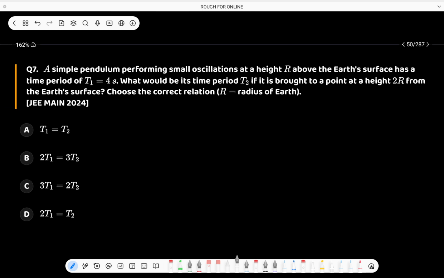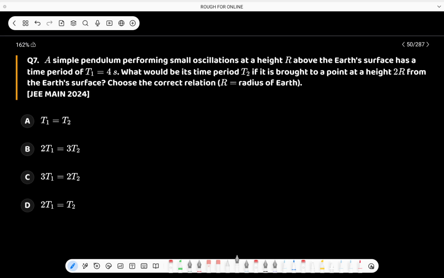Question number 7, an important question and has been asked in the JEE Main 2024. It is sort of simple pendulum, simple pendulum in gravity. The first thing I will write down is that let's first of all go through the question. So have a look at what is given in the question. Simple pendulum performing small oscillations at height h above the earth's surface has time period T1 which is equal to 4 seconds. What would be its time period T2 if it is brought to a point at a height 2R from the earth's surface? All right, let's do one thing first and foremost.